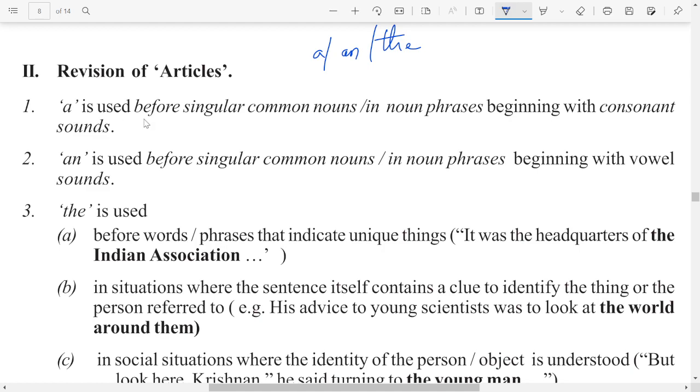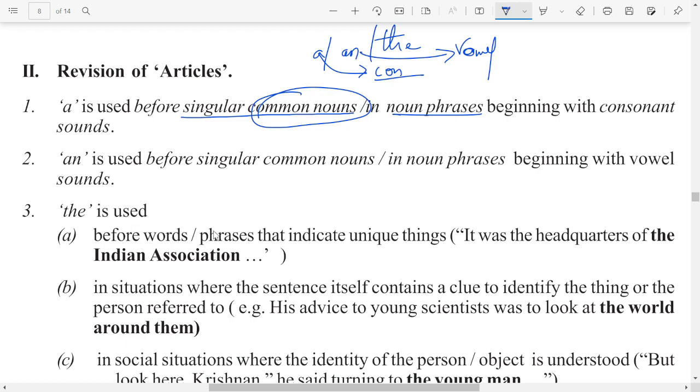Look at this, a is used before singular common nouns. The noun must be singular and also the noun must be common, not a proper noun, common nouns. Okay, in noun phrases also beginning with a consonant sound. So whenever you use a, after that there must be a consonant sound. An is used before singular common nouns or noun phrases beginning with a vowel sound. So when you are using an, there should be a vowel sound.